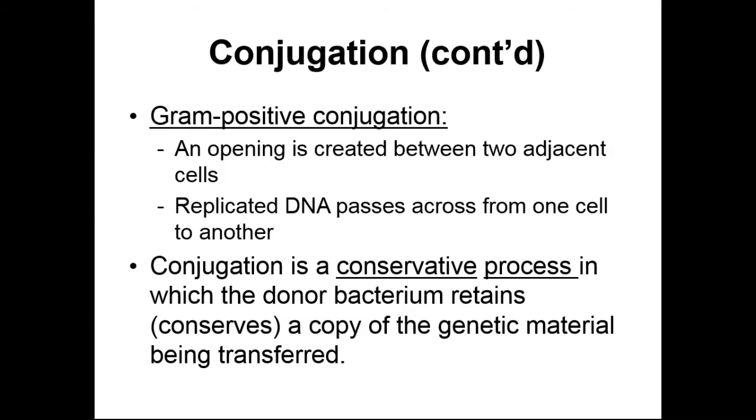We still are going to have that opening between the two adjacent cells. We're still going to have replicated DNA moving from one cell to another cell. The gram-positive conjugation is going to have a slightly different mechanism in play because of its slightly different composition of the cell envelope compared to the gram-negative bacterium. Conjugation between bacteria is always going to be a conservative process. The donor bacterium is always going to retain a complete copy of the genetic material that's being transferred.